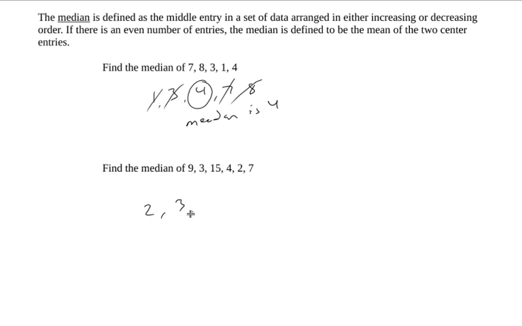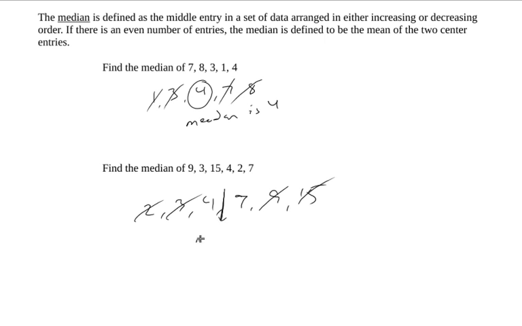We'll say 2, 3, 4, 7, 9, 15. So I'm arranging them in ascending order. Then I'll go ahead and cross off the biggest and the smallest in pairs. And you can see I end up with, well, I shouldn't circle those. The median value is going to be between these.